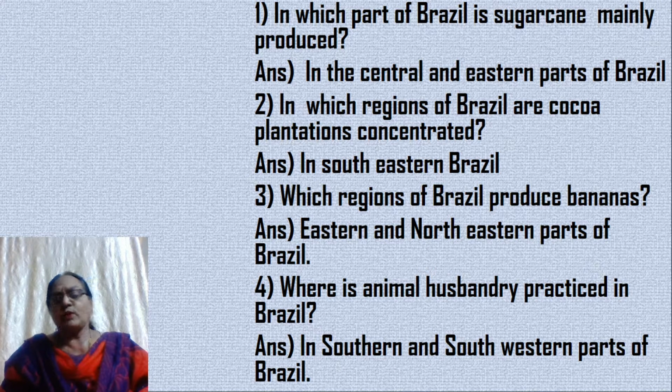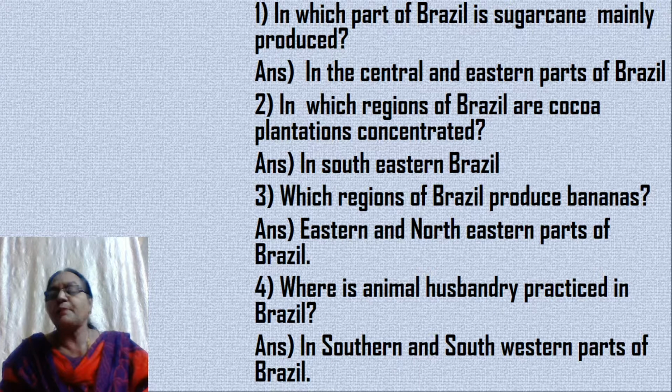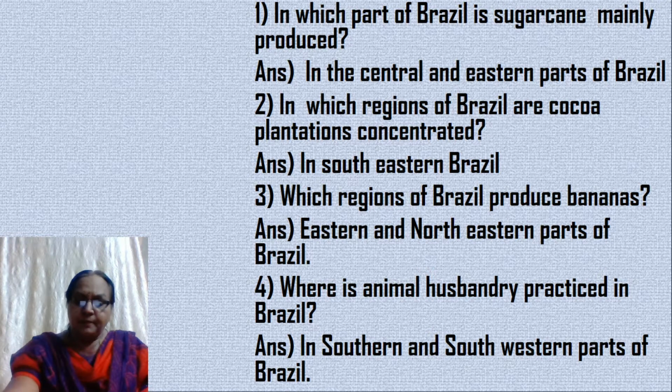Now, one reason why you have so many crops which are grown along the eastern part is because this region has fertile soil and also because it gets plenty of rainfall. This is one of the main reasons for the concentration of food crops along this region. Fourth one, where is animal husbandry practiced in Brazil?